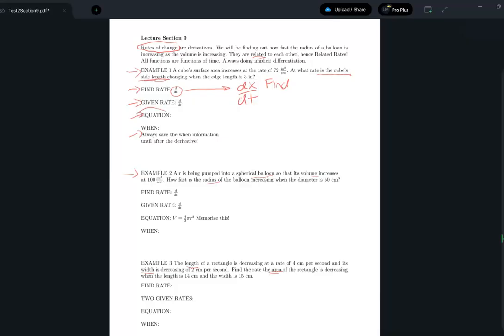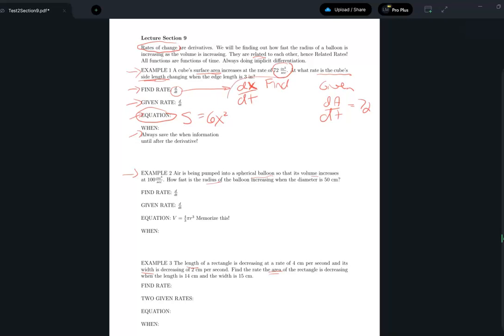I need to think about the equation, because this letter x has to be in the equation. If it's a cube's surface area, I'll call it S, that's going to be 6x squared, because you know that's 6 sides of area x squared each. What is the given rate? They give us something per second: the surface area is changing at 72 inches squared per second. So I'm just going to say dA over dt is 72. We don't need to carry the units along.